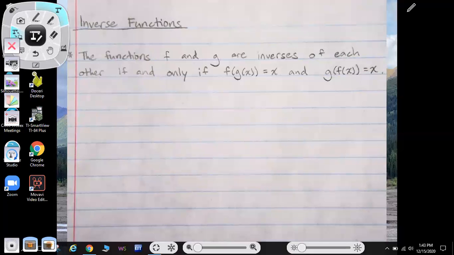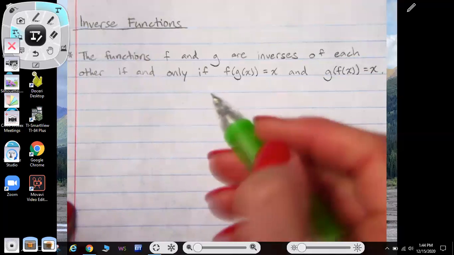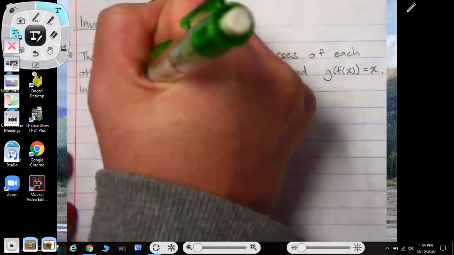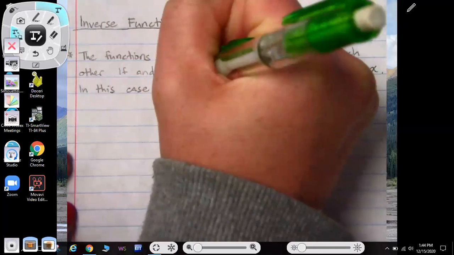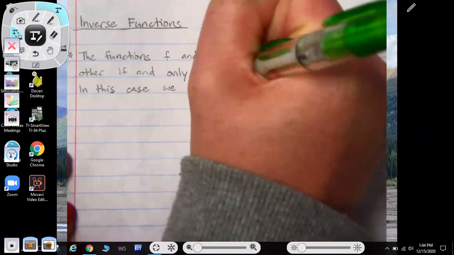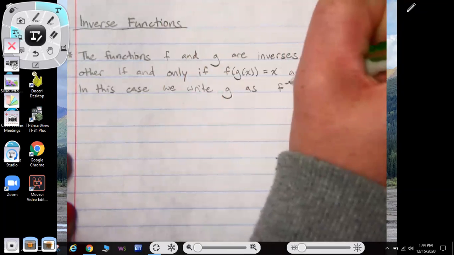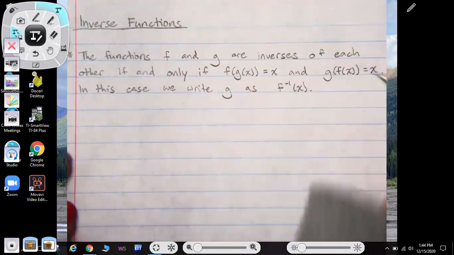So the functions f and g are inverses of each other if and only if f of g of x equals x and g of f of x equals x. So if that is true, in this case, we write g as f inverse of x.